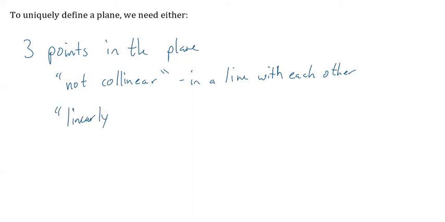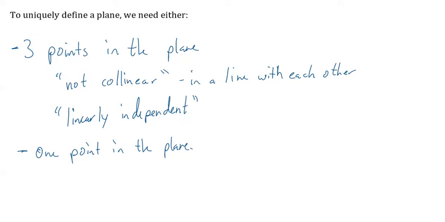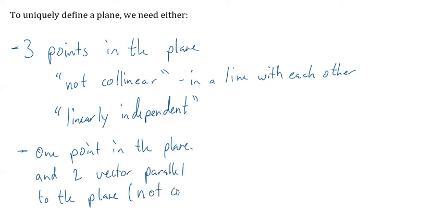So 3 points in a plane, or 1 point in the plane, obviously, hopefully, and 2 vectors that are parallel to the plane. Again, those 2 vectors cannot be collinear to each other. Vectors don't exist in a position, so you wouldn't talk about the vector being collinear with the point or anything like that. That doesn't make sense. But the vectors can't be collinear to each other.